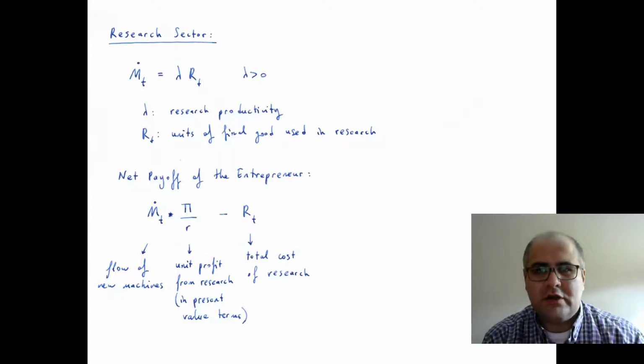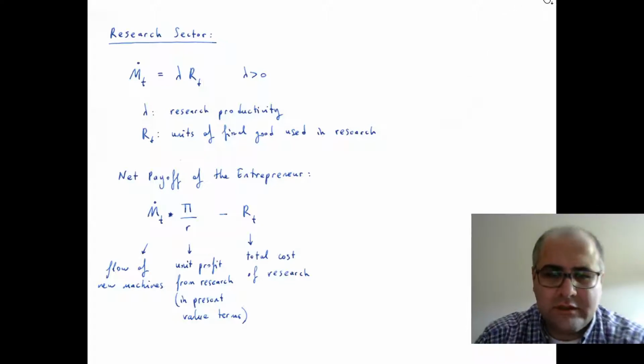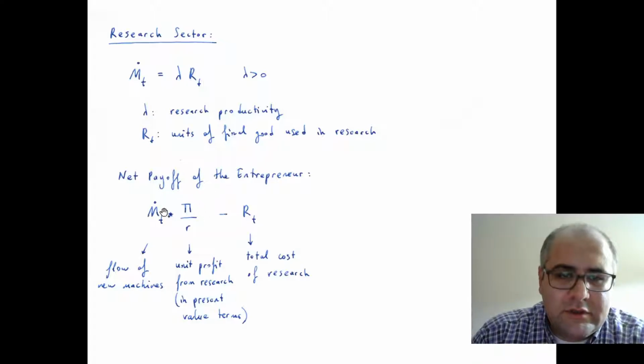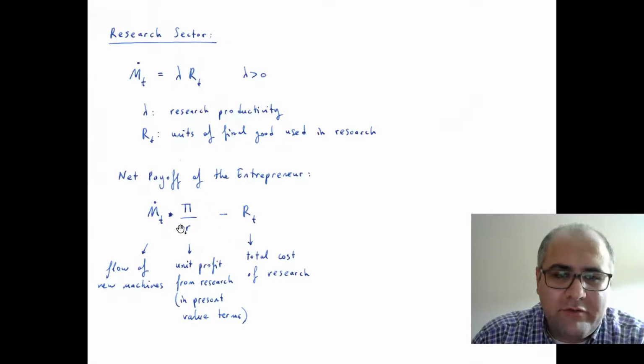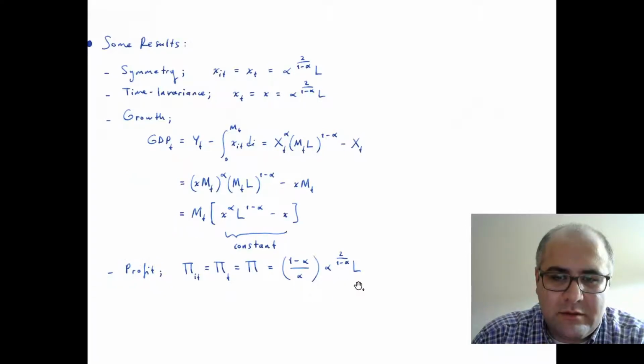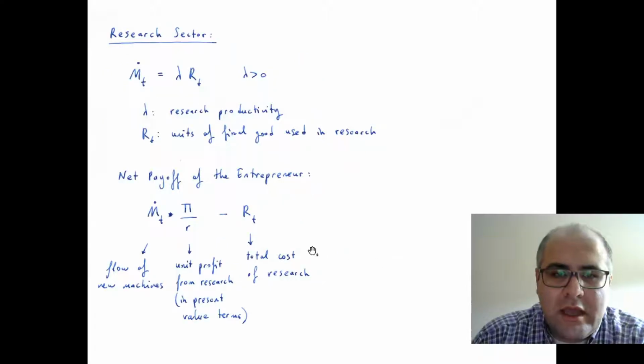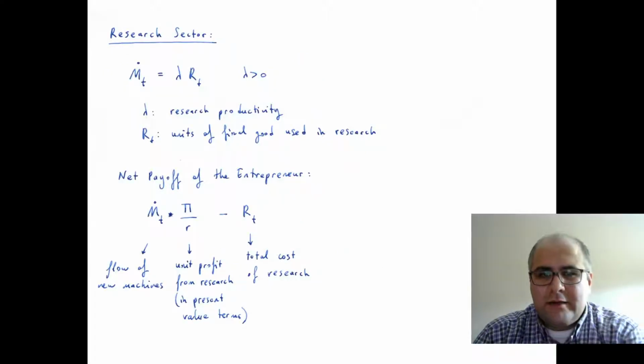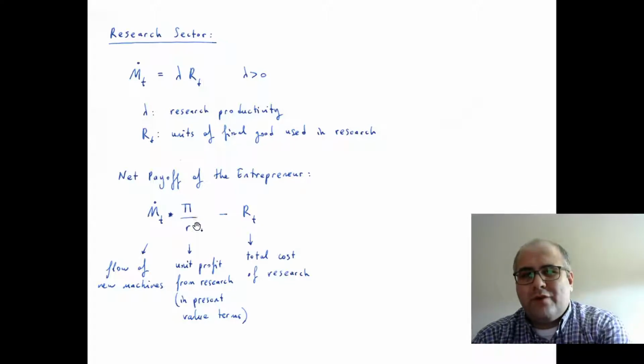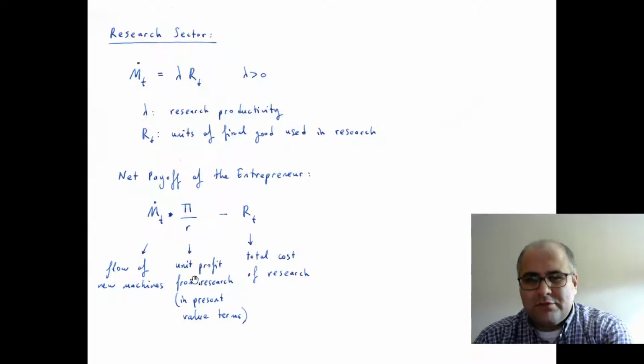Here prospective entrepreneurs just try to calculate the entire profit stream from that invention. So how can they do that? Well, this will be given by pi divided by r. Remember what pi is. Pi is that number. So this is the profit flow for any instant, right? And r is the interest rate in this economy.